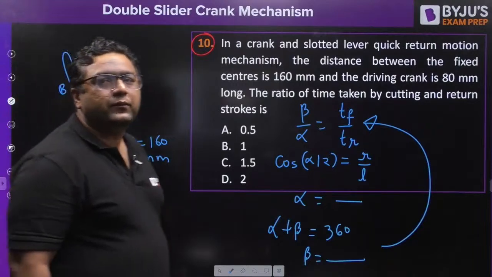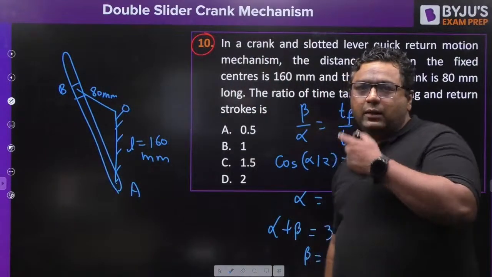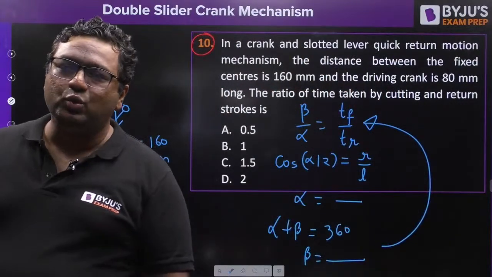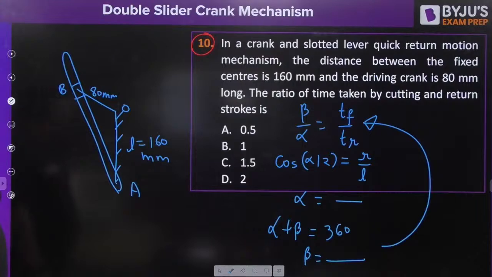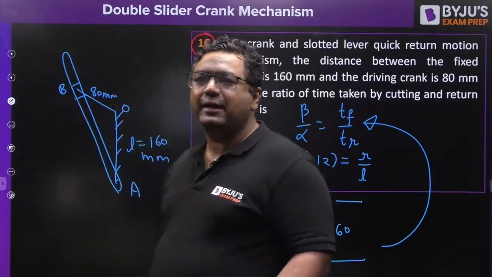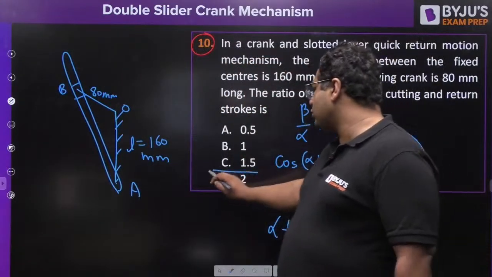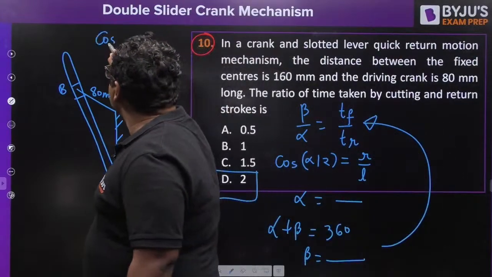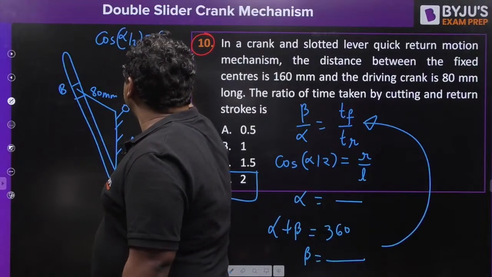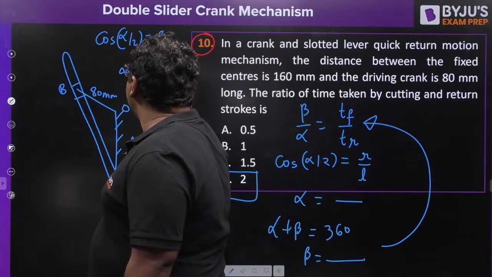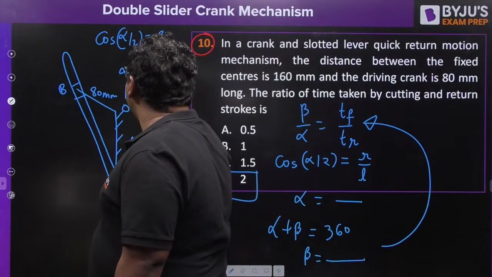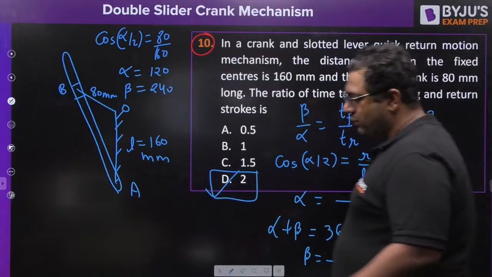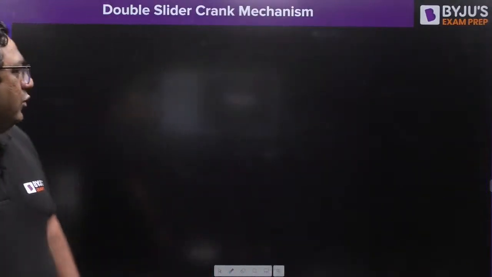Okay, Harshada is saying D. Amab is saying B. Bhavya 2, Midun D. Okay. So majority, are all of you saying the same answer? All of you are saying the answer is going to be 2. Yes, you can very easily find out. Cos alpha by 2 is 80 by 160. This will give you alpha 120, beta 240. Answer will be 2. Very good, guys. Very good.